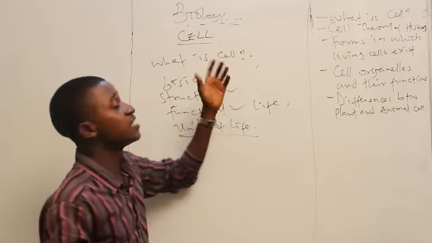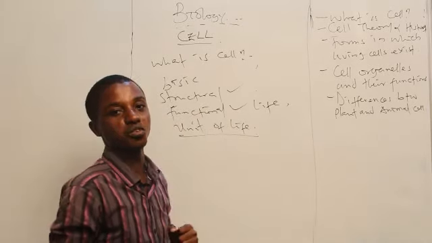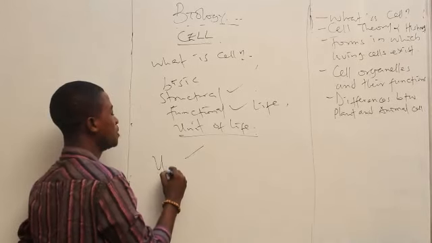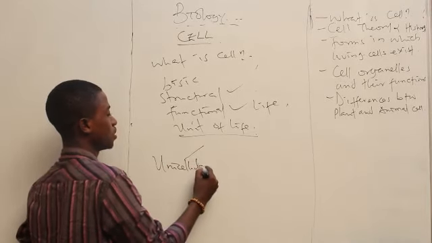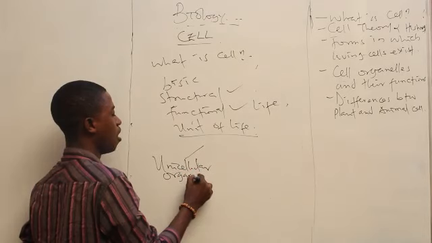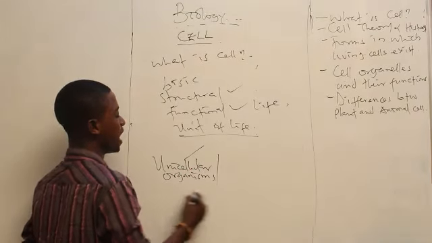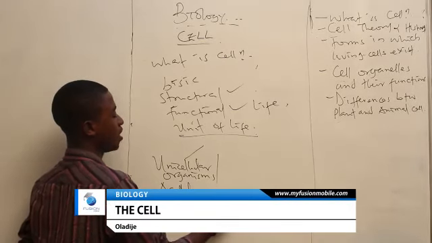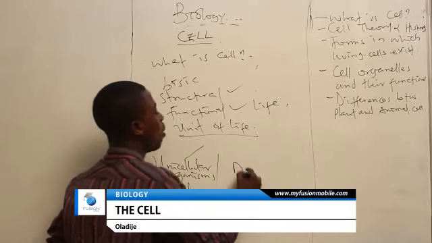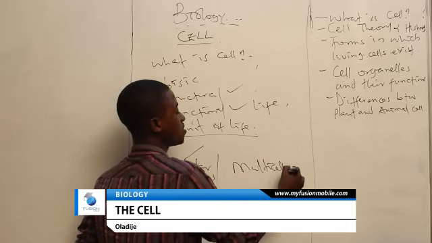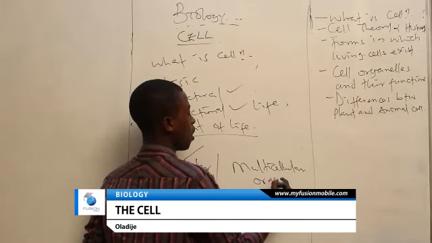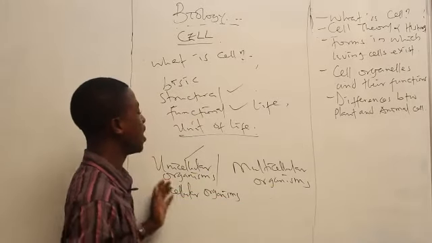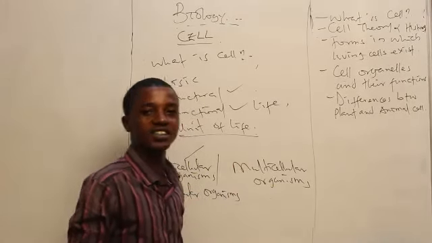Now, organisms with cell are basically divided into two. Organisms that possess cell, they are basically divided into two. We have the unicellular organisms, also known as acellular organisms, and we have the multicellular organisms. Now, what is the basic difference between unicellular organism and multicellular organism?